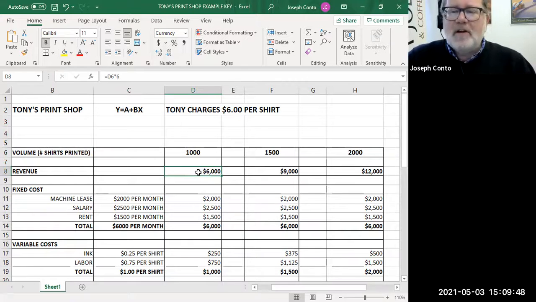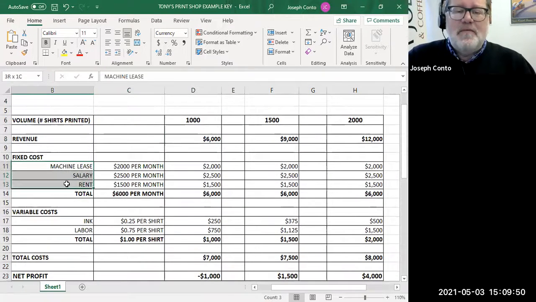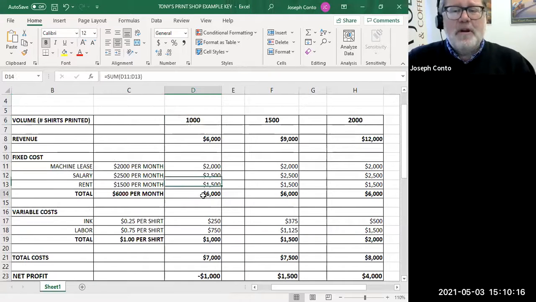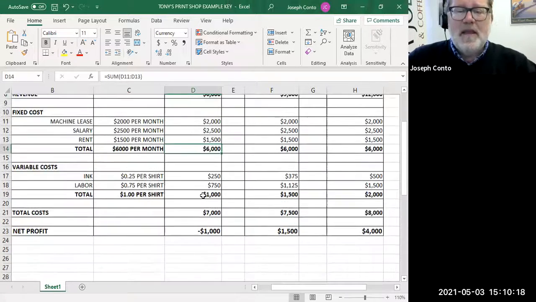So $6,000. Now, I do have some fixed costs. We should be able to recognize these. We have to remove our fixed costs. They come to $6,000, right? $2,000, I'm leasing a printing machine, $2,500 per month. I'm paying myself. I'm an employee. This must be an S Corp, right? Because I can pay myself monthly. And I have $1,500 per month in rent. It doesn't matter how many t-shirts I do that month. I'm going to have to shell out $6,000 that month.